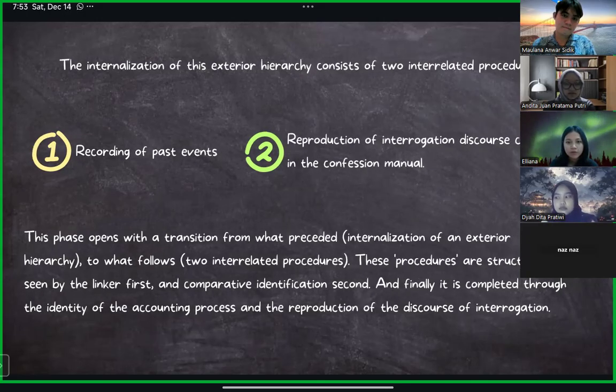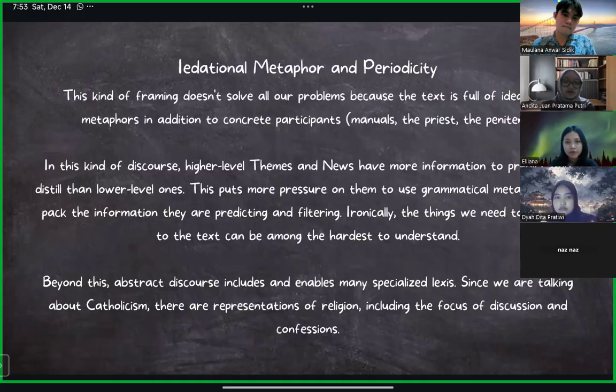Next. So this is the ideational metaphor and periodicity. This kind of framing doesn't solve all our problems because the text is full of ideational metaphors in addition to concrete participants like manuals, the priest, and the penitent. In this kind of discourse, high-level themes and news have more information to predict and distill than lower level ones. This puts more pressure on them to use grammatical metaphors that pack in the information they are predicting and filtering. Ironically, the things we need to steer us through the text can be among the hardest to understand.